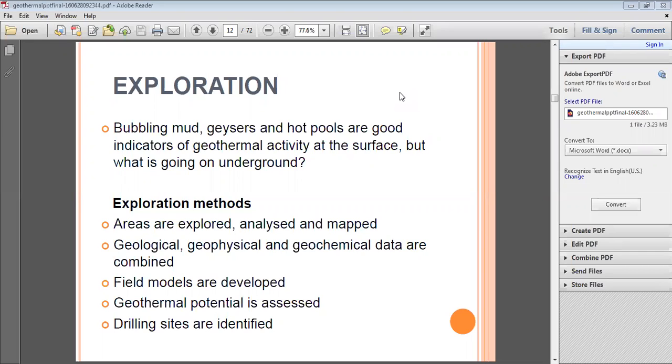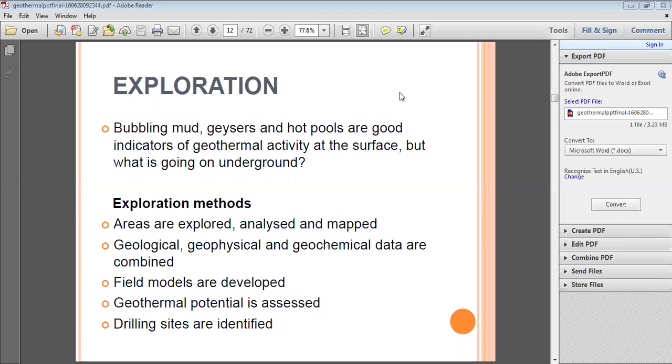But actually, what is the mechanism? What is the system that is forcing this? What is happening beneath this? So, exploration methods: areas are explored, analyzed, and mapped. In exploration, what are the methods? How are these explorations done? Areas are explored, they are analyzed, and they are mapped.